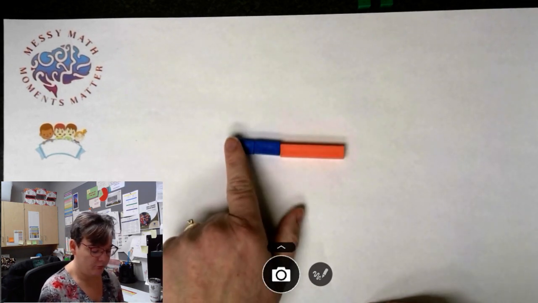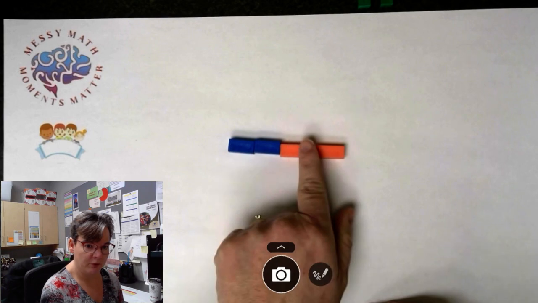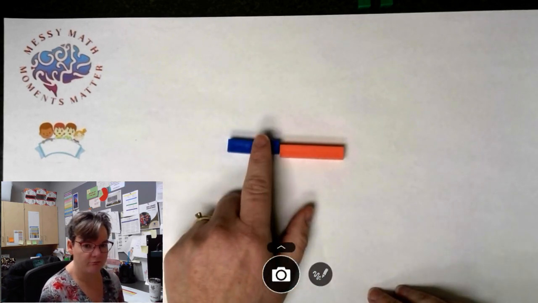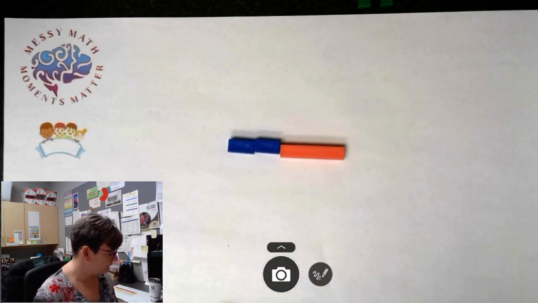So it'd be 2 multiplied by 2 multiplied by 5. And I can double check to make sure that works. 2 multiplied by 2 is 4. 4 multiplied by 5 is 20.